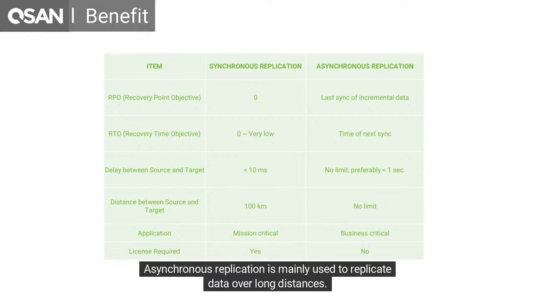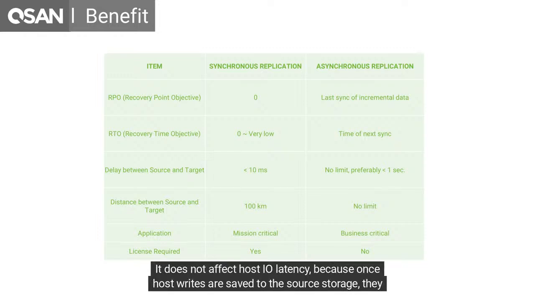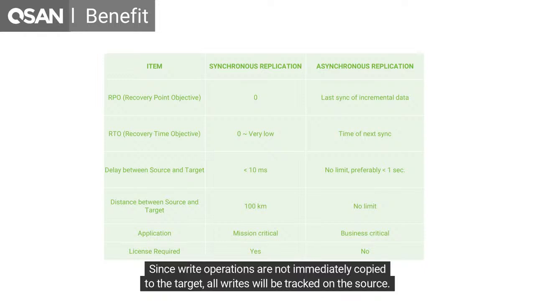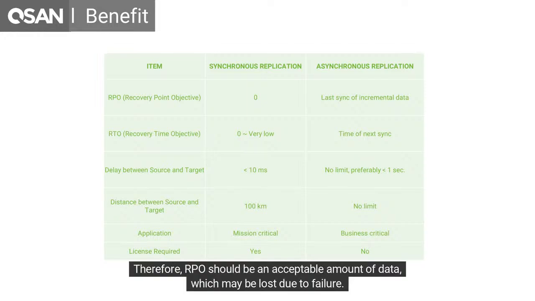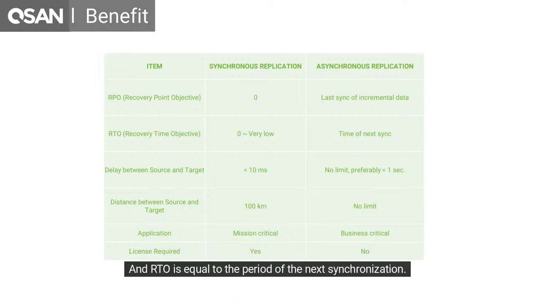Asynchronous replication is mainly used to replicate data over long distances. It does not affect host I/O latency, because once host writes are saved to the source storage, they are acknowledged. Since write operations are not immediately copied to the target, all writes will be tracked on the source. This data will be copied during the next synchronization. Therefore, RPO should be an acceptable amount of data, which may be lost due to failure. And RTO is equal to the period of the next synchronization.